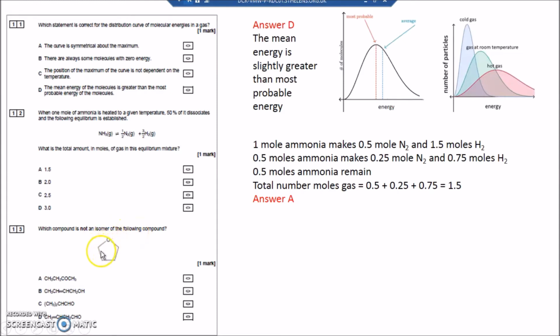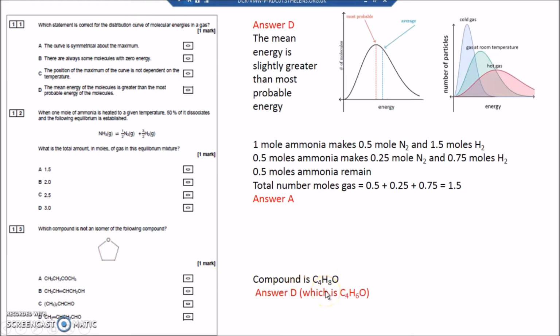Which compound is not an isomer of the following compound? So look what I've got. I've got 1, 2, 3, 4 carbons and 1 oxygen, with 4 carbons on each of those corners. Now how many hydrogens are on each? Each carbon's got 2 bonds there, so there must be 2 hydrogens as well to give the carbon 4 bonds. So 1, 2, 3, 4, 5, 6, 7, 8. So it's C4H8O. Which one is C4H8O?